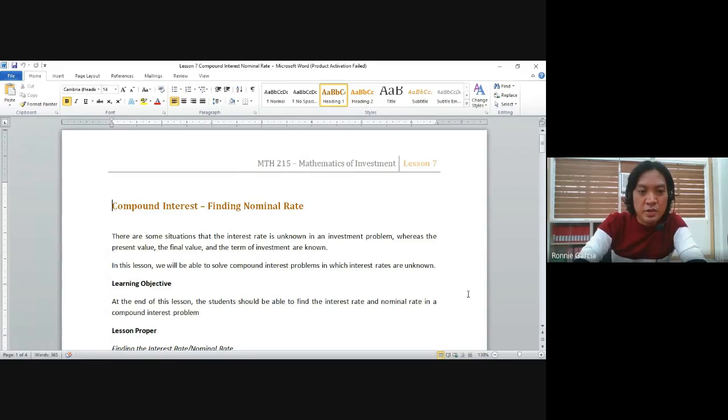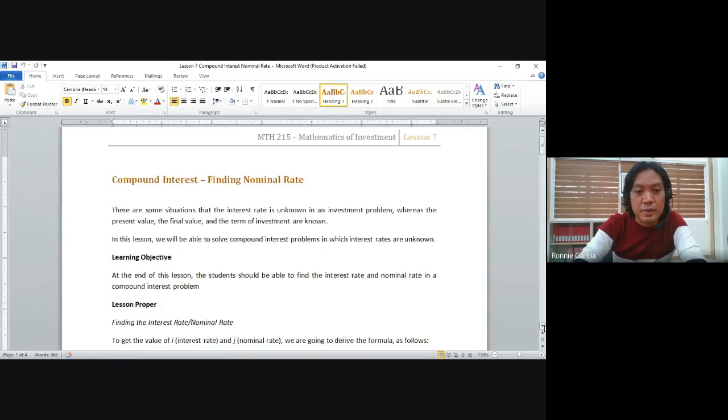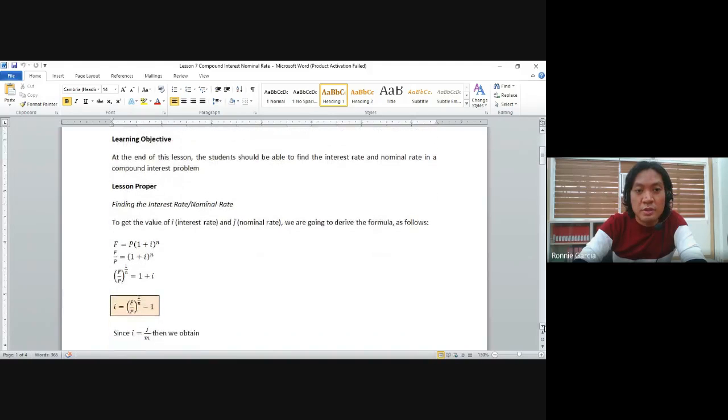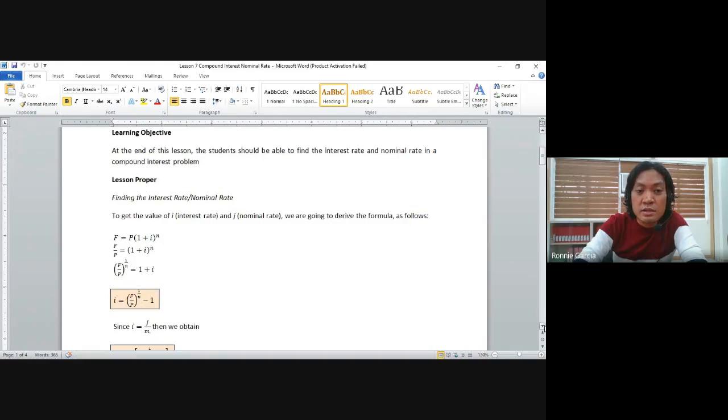Hello once again. We are now down to the last lesson about compound interest. After finding the compound amount and the present value, we will now proceed to finding the nominal rate for the compound interest. Just as with the present value, we derive the formula from the F. We will also do the same with the formula for the nominal rate.